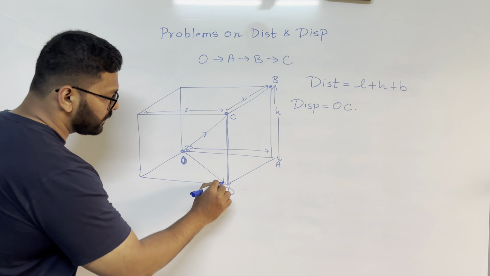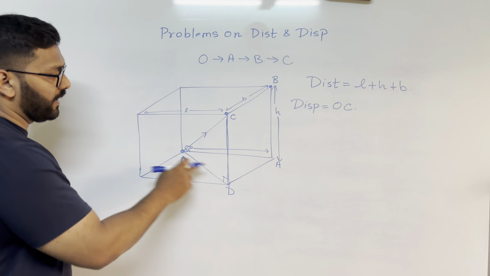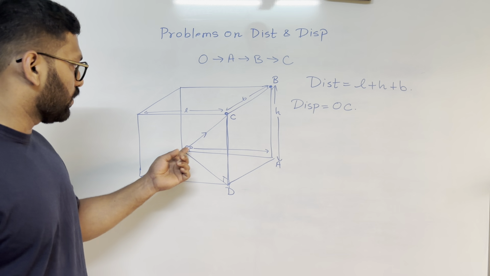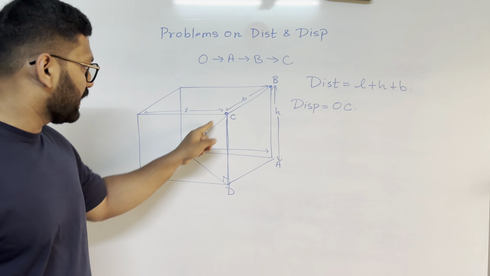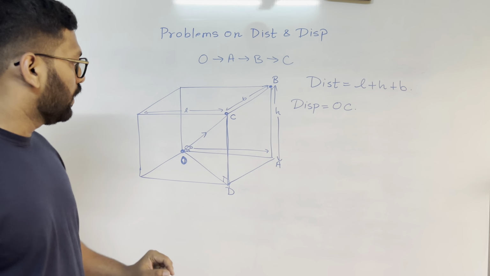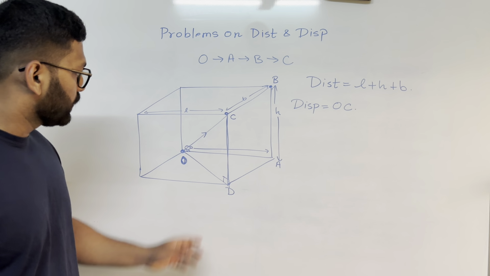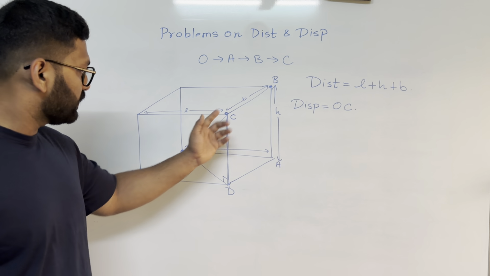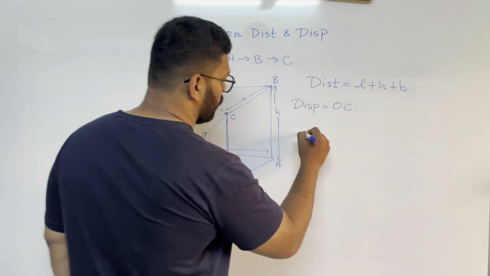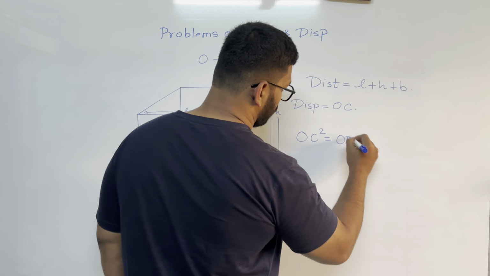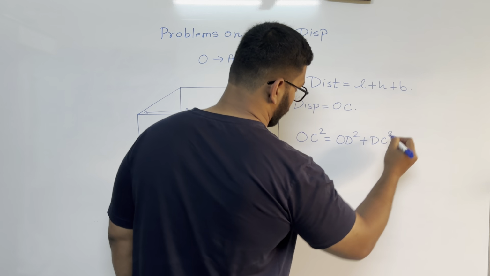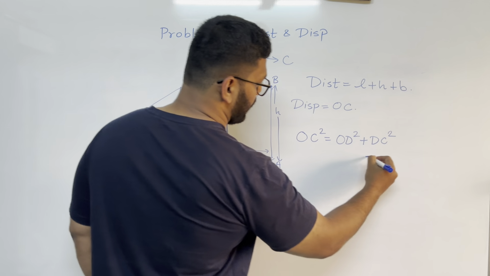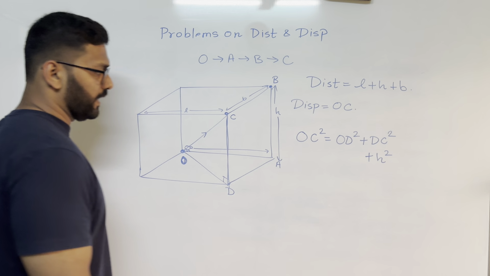Now if you look, this is a right angle triangle. These are the two opposite corners of the room. You can see this is one corner and this is the opposite corner, so this can be called the body diagonal. How will you find the length of the body diagonal? Since this is a right angle triangle, OD square plus DC square is OC square. So OC square is equal to OD square plus DC square. What is OD? I don't know. DC I know, which is height H, so DC square is H square. But what is OD? I don't know that.